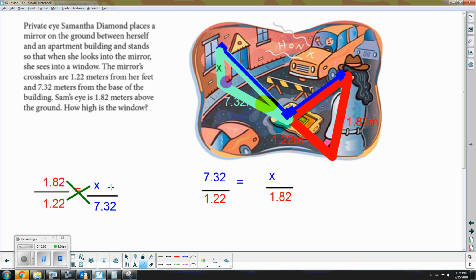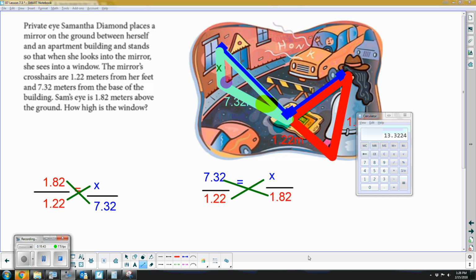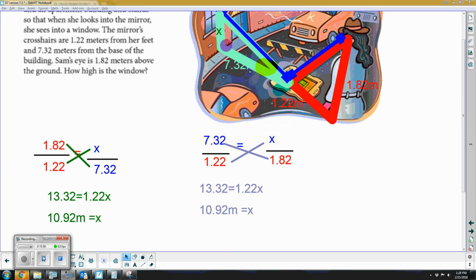Now when we cross multiply, in both cases we get the same thing: 1.22x is equal to 7.32 times 1.82. And 7.32 times 1.82 is 13.3224. You can round; right now they want the nearest hundredth, so let's keep that. So 13.32 equals 1.22x. Again, make sure you include your units. So 10.92 meters is the value for x, which is the distance from the ground to the window.